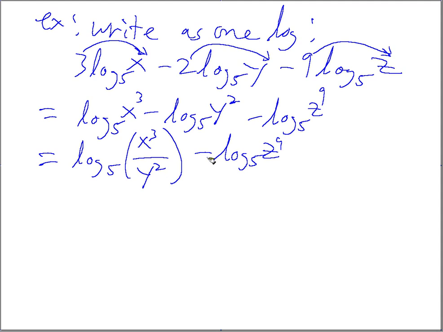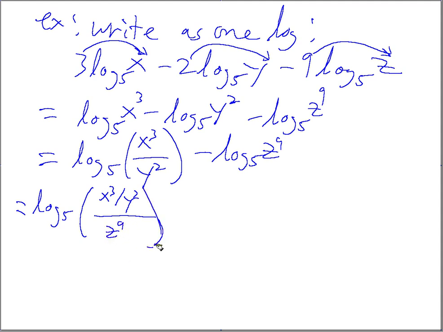Now, what about this difference here between these two quantities? Well, again, minus means divide, right? Apply the quotient rule again. This one's a little bit more complicated because here's what it looks like. You have log base 5, big parentheses here, x cubed over y squared on top, all over what? z to the 9th on the bottom.